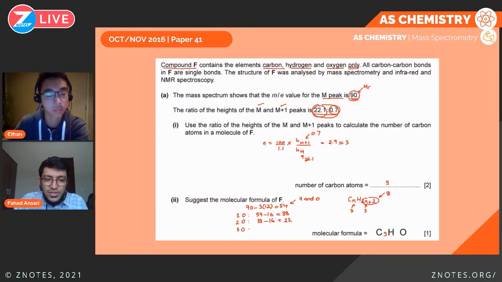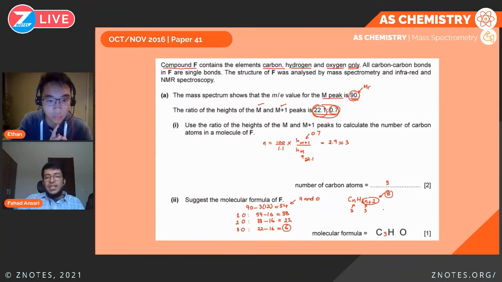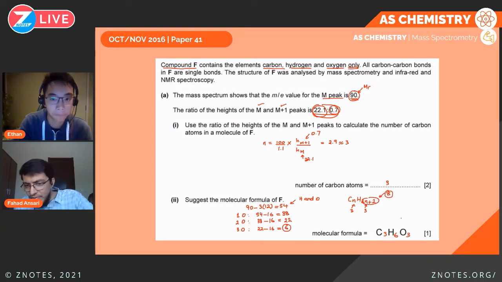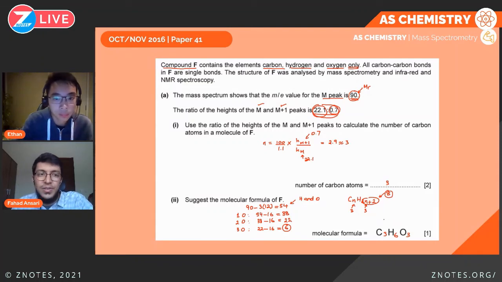I'm going to go for 3 oxygen atoms. This is going to be 22 minus 16. This gives us 6. Now you have 6 hydrogen atoms, which is less than the maximum that you can have of 8, right? So we're going to say that this compound F has 6 hydrogens and 3 oxygens. So you have to run these scenarios in your head, just to make sure that the number of hydrogen atoms does not go overboard, right? So C3H6O3 is our compound F.